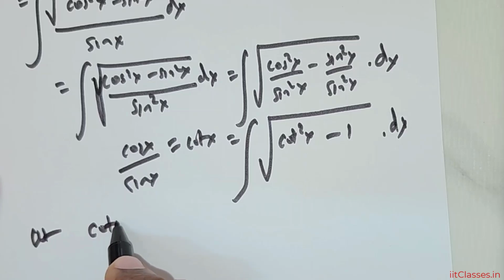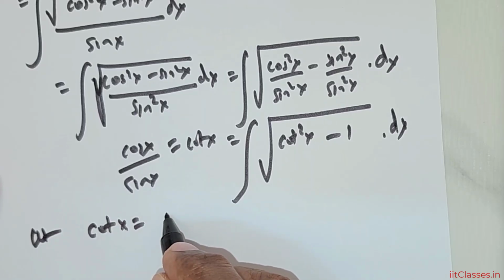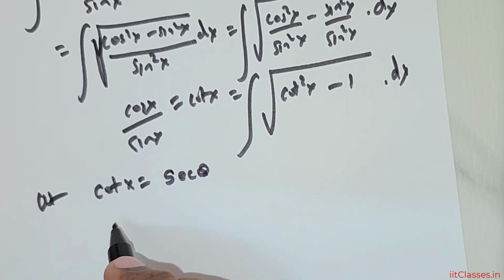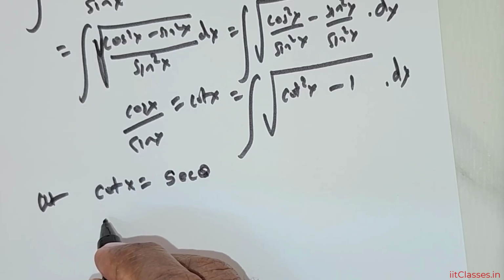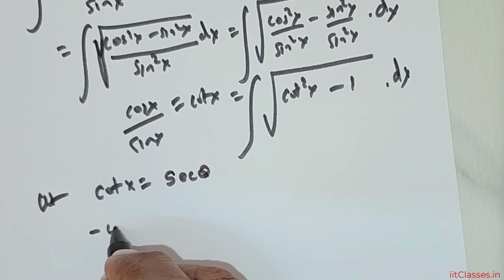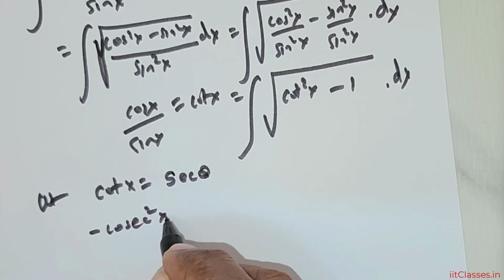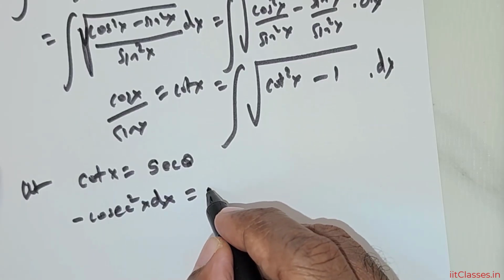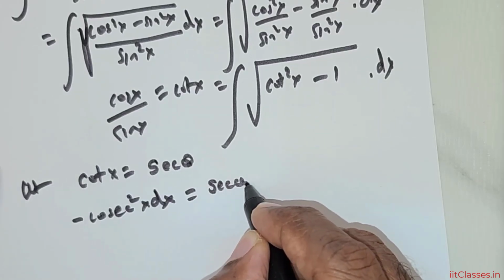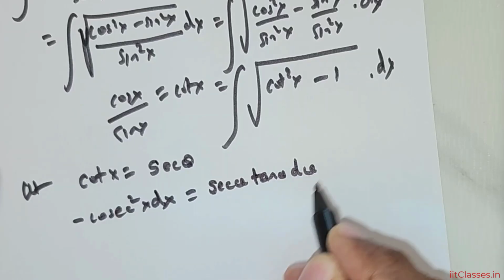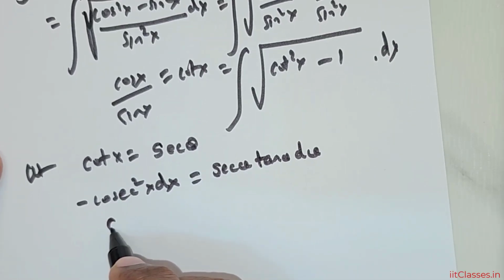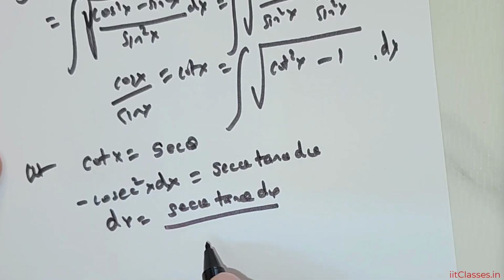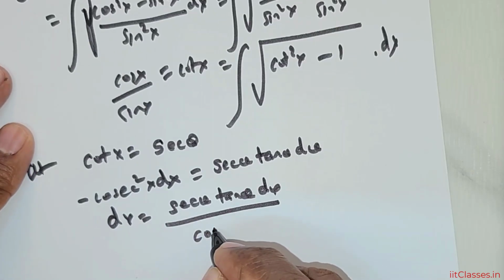Now let me take cot x is equal to secant theta. This is a substitution we are doing. So when you differentiate cot x, you will get negative cosecant squared x dx. When you differentiate secant theta, you will get secant theta tan theta d theta. So from here dx is equal to secant theta tan theta d theta divided by cosecant squared x, with a negative sign.